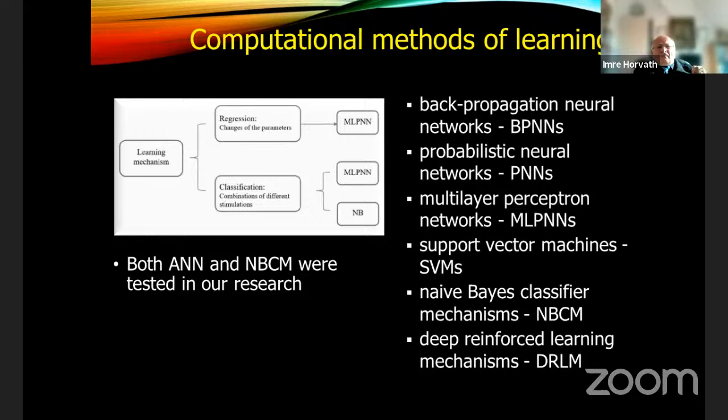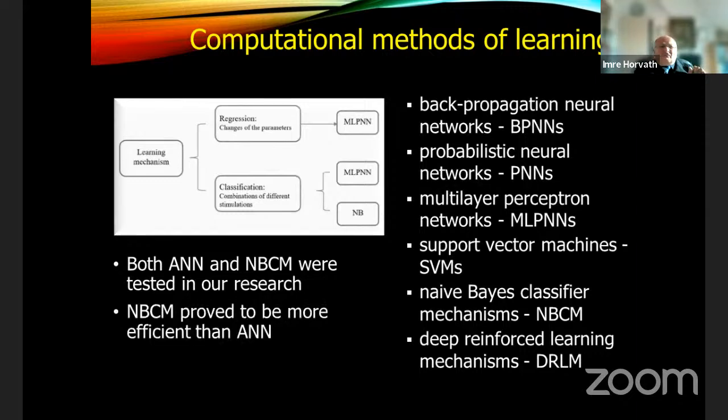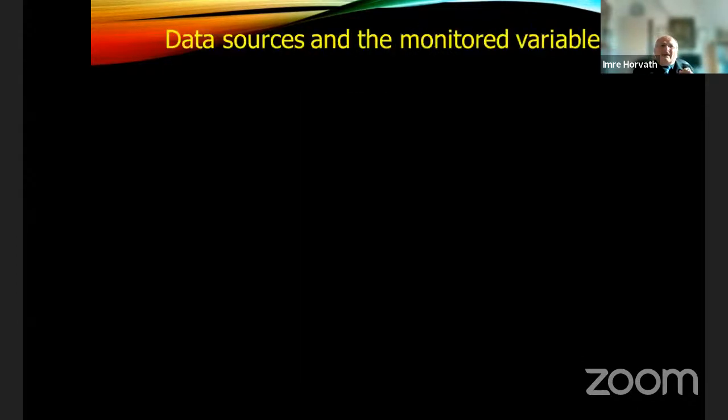So artificial neural networks and naive Bayes were extensively tested because they were candidates as reasonable mechanisms for learning and reasoning with the system. Interestingly, we found that naive Bayes reasoning was more effective than the neural network type of approach in this particular situation.